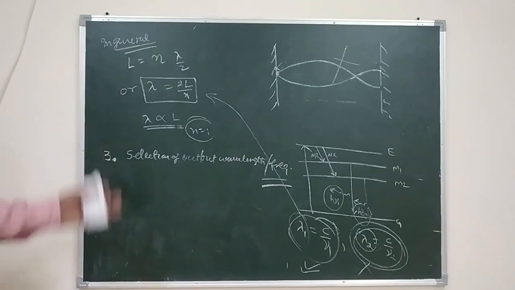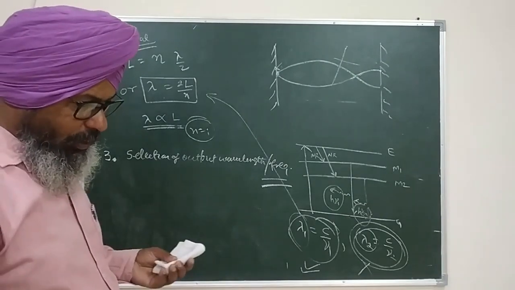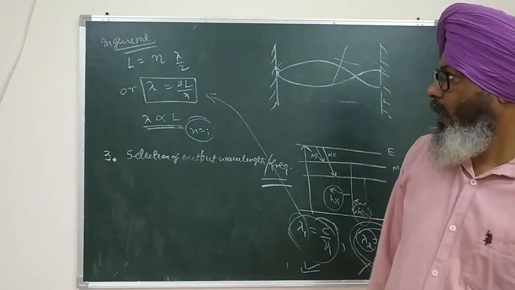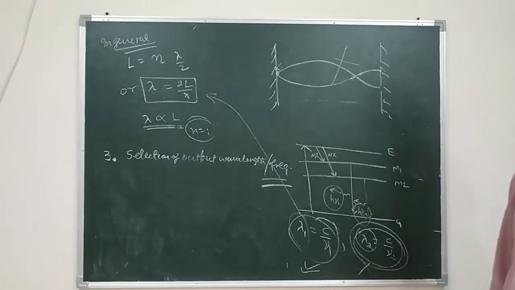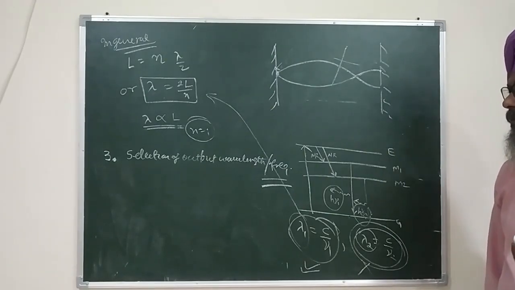So we will adjust the value of L so that resonance will take place, and that resonance will produce a stationary wave of the desired wavelength, and only that wavelength will get amplified. All other undesired wavelengths will not get amplified. Of course, the energy due to all other wavelengths will be wasted in the form of heat, but our objective of producing monochromatic light will be fulfilled in that fashion. So this is how the optical resonator works.